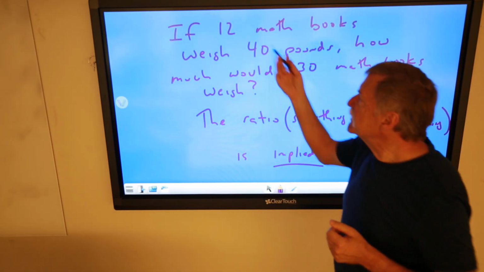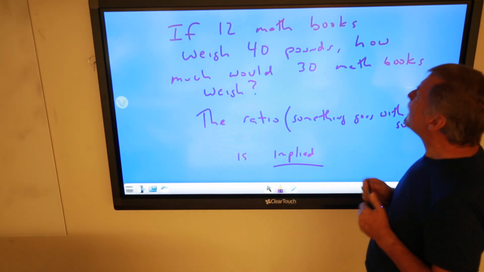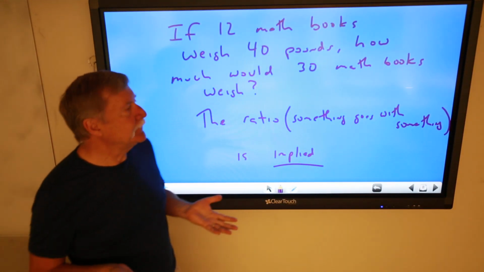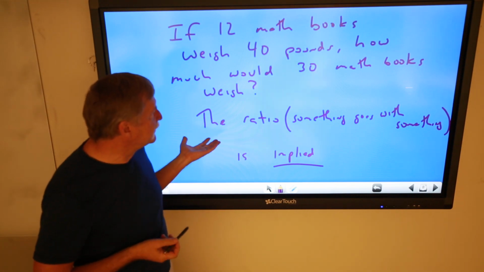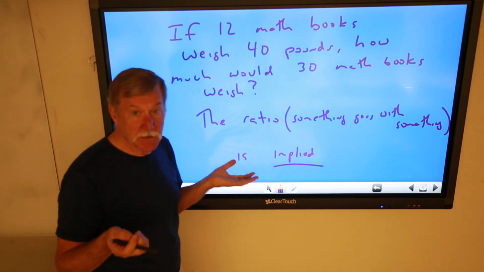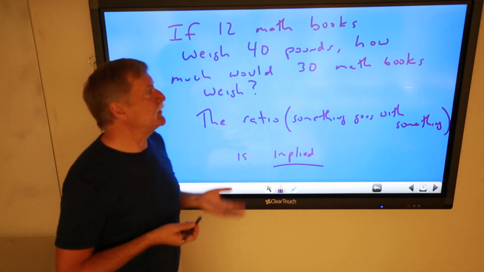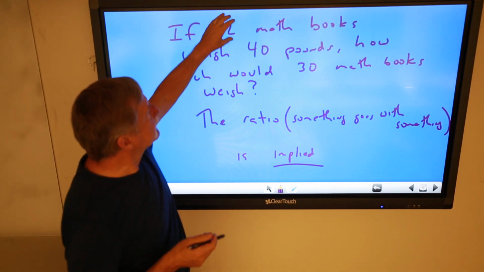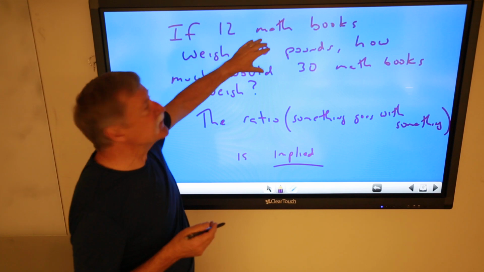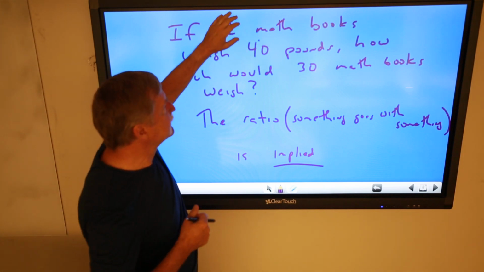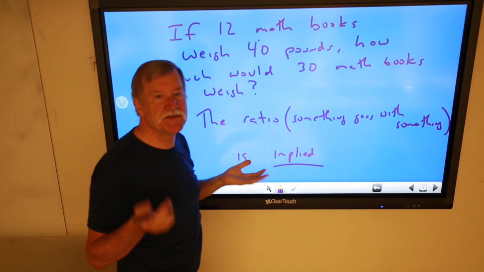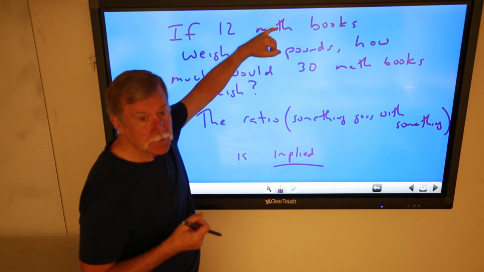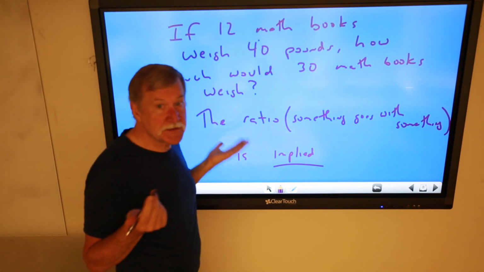For example, you'll see stuff like, if 12 math books weigh 40 pounds, how much would 30 math books weigh? The ratio here, something goes with something, is implied. You don't see the word ratio anywhere in here, but you have to understand that some number of math books goes with some number of pounds. And that is proportional. It is in a ratio in that if the number of math books goes up, the number of pounds is going to go up the same way.